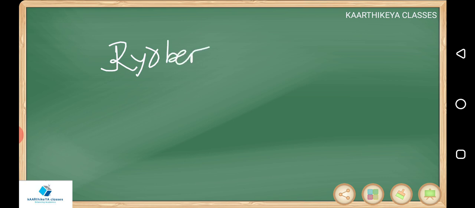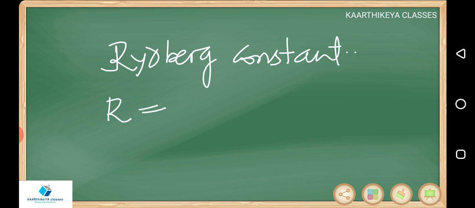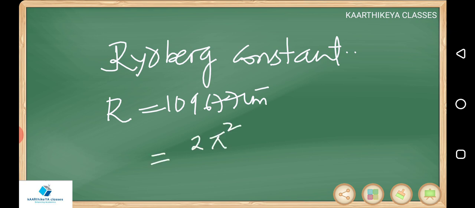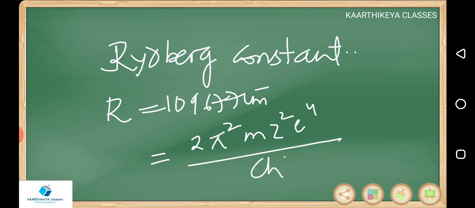Rydberg constant and Rydberg equation, these two we will discuss here so that the hydrogen spectrum will be easy for us. R is equal to 109677 per centimeter. If you remember this value, that's enough. Actually the concept is R = 2π²mZ²e⁴/ch³. This is the Rydberg constant.